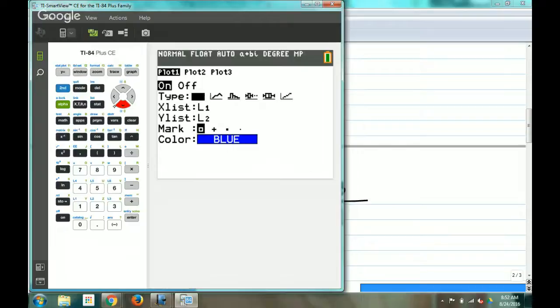And then what mark you have it make, that's up to you. It doesn't matter which one of those you pick. I always just leave it on the first one because it makes a little square. It's easier to see. The little dot over here on the end makes one little dot, and it's kind of tough to see sometimes. The idea there is that you could do several scatter plots on the same graph and have different marks for each one. Okay. So once we've done that, we want to hit graph.